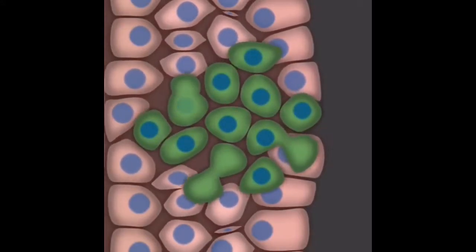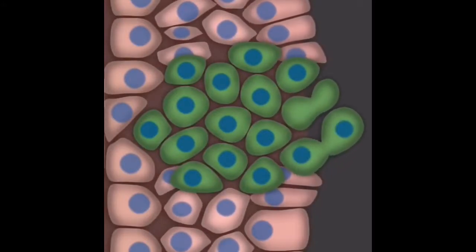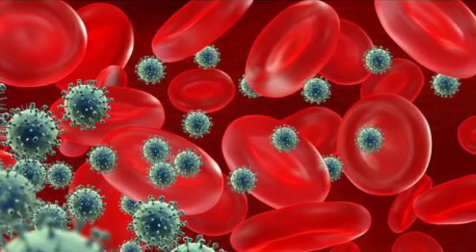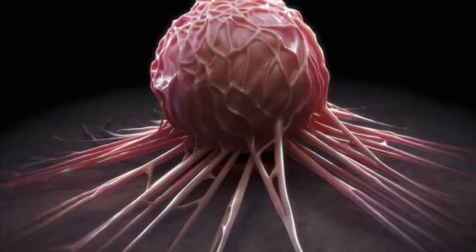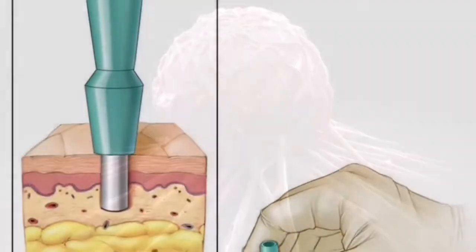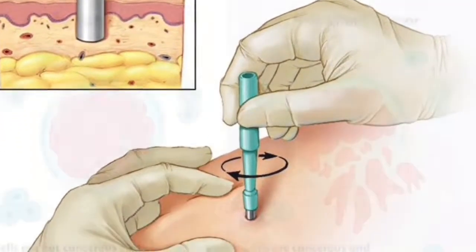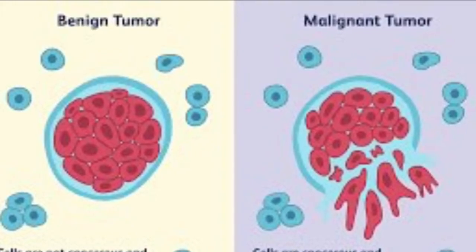For instance, cancer cells in the lungs can travel to the bones and grow there. Some cancers grow and spread fast, others grow more slowly. Most cancers form a lump called a tumor or a growth, but not all lumps are cancerous. Doctors take out a piece of the lump and look to see if it's cancerous. Lumps that are not cancerous are called benign. Lumps that are cancerous are called malignant.